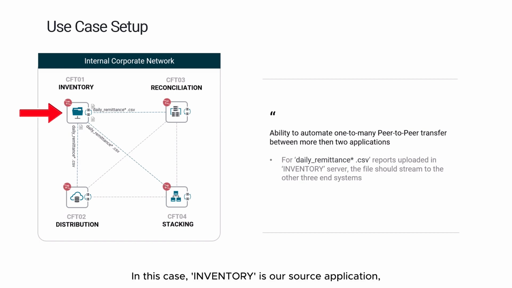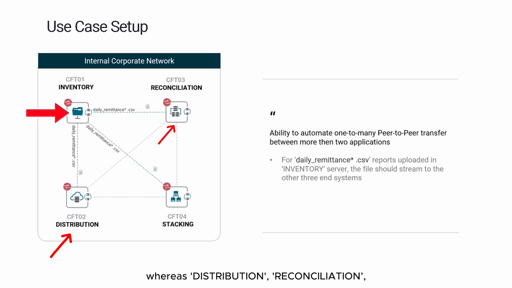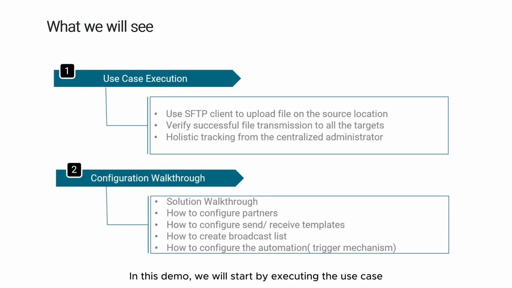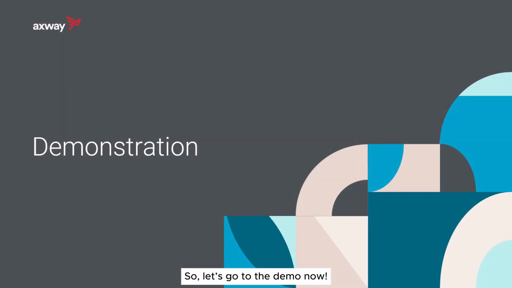In this case, inventory is our source application, whereas distribution, reconciliation, and stacking represent the internal target applications where the correct file must be sent securely. In this demo, we will start by executing the use case using an SFTP client to upload the files to a secure location, followed by verifying the successful file transmission by checking all the three target applications. Then we will explore the platform and see how to set up the required configurations for broadcasting. So let's go to the demo now.